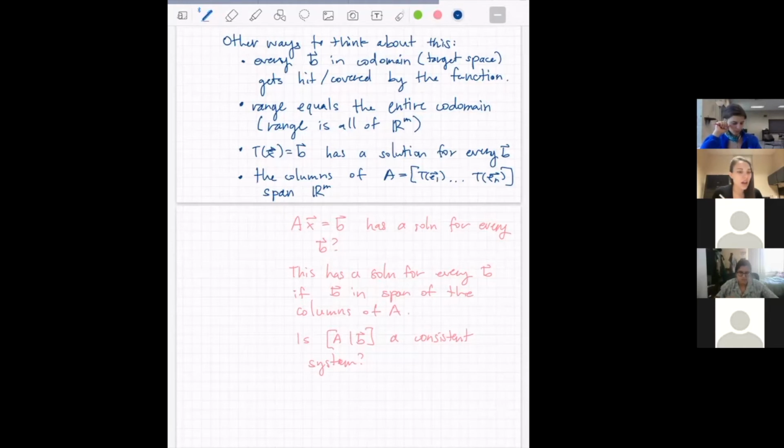Okay. I think that's okay. And I'm going to leave a space. So there's one more thing I want to add to this list, but first I'm going to do an example, and then I'm going to come back and fill that in.